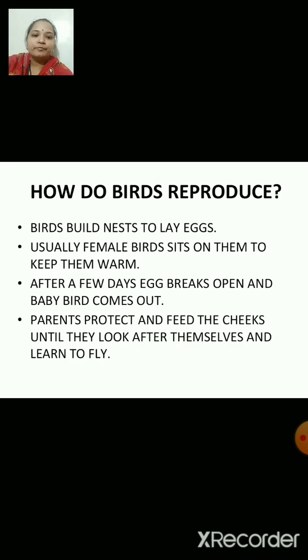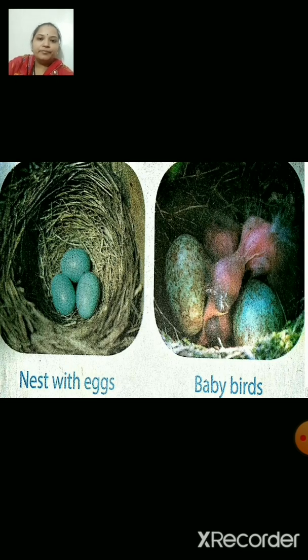Now, see the picture. In the first picture, can you see the nest of a bird with eggs? And in the same picture, there is a baby bird coming out of the egg. Right? What do we call it? Yes, it is called hatching. Now, a bird hatching from an egg.